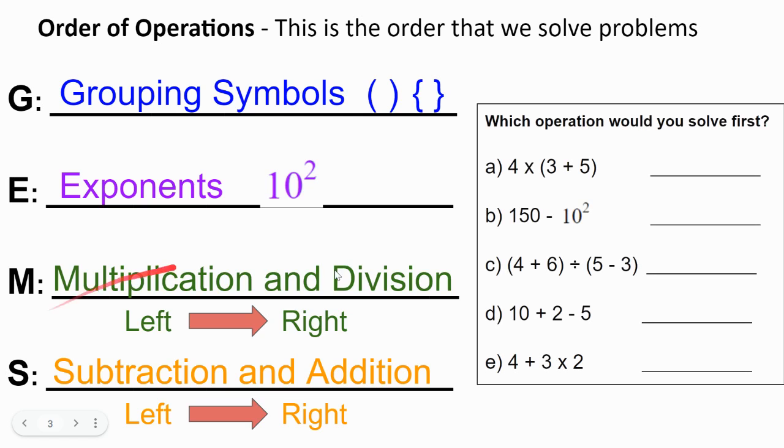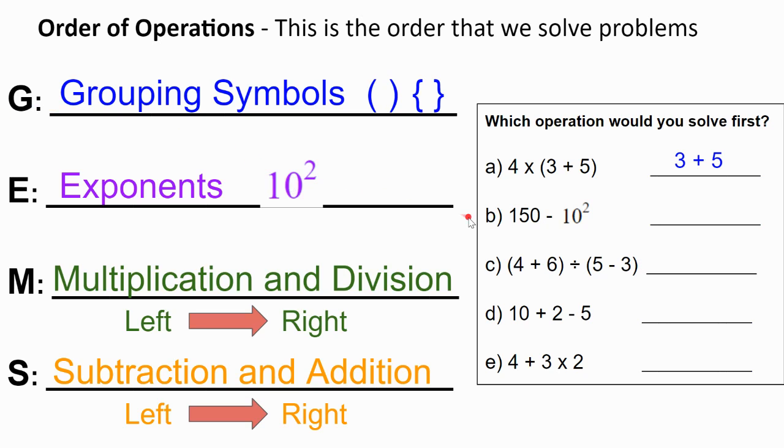Let's look at these problems and decide which operation we'll solve first. In A, we have 4 times 3 plus 5. Notice that there are grouping symbols or parentheses in this problem. So since grouping symbols is first, we're going to solve whatever's inside of these grouping symbols first. So we would first do 3 plus 5. We can know that 3 plus 5 is 8, and then we would multiply that by 4 if we were solving the problem. So even though 3 plus 5 is addition, and that's at the very end of GEMS, it's inside the grouping symbols. So that means we'll do that first.